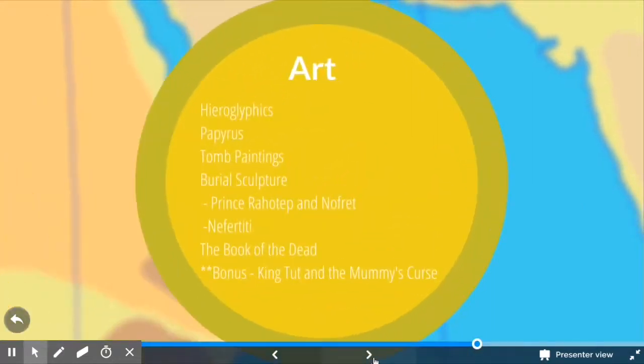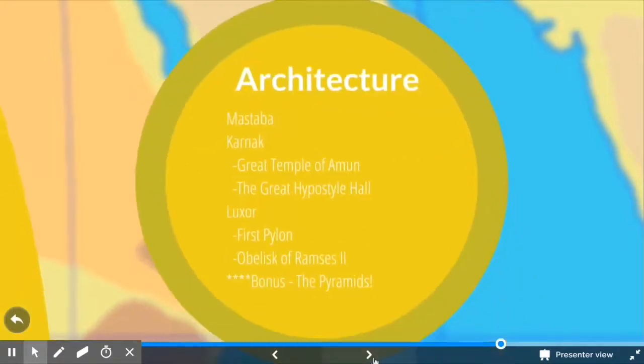The art that we're going to talk about includes hieroglyphics, papyrus, tomb paintings, and burial sculpture. We're going to talk about Prince Rahotep and Nefertiti. We're going to talk about the Book of the Dead, and I'm also going to talk about King Tut and the Mummy's Curse as a little bit of an extra. And then with architecture, we're going to talk about what a mastaba is. We're going to talk about Karnak and Luxor. We're going to talk about the pyramids too, as a bonus.